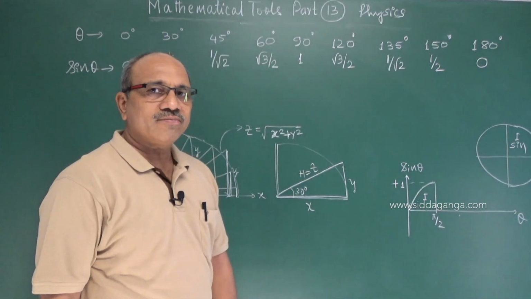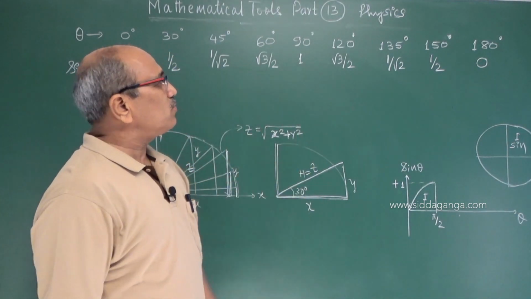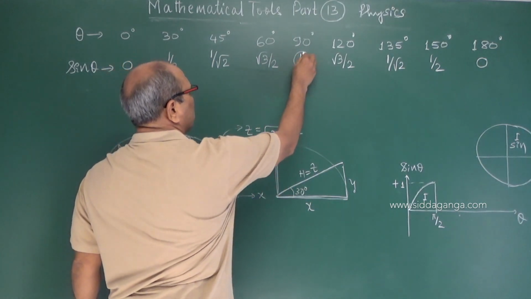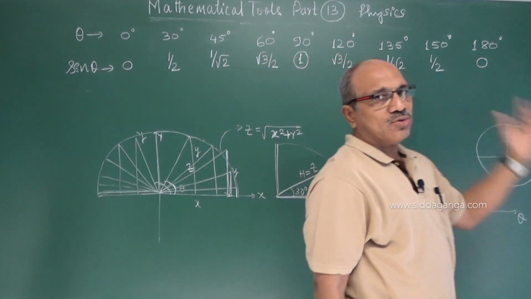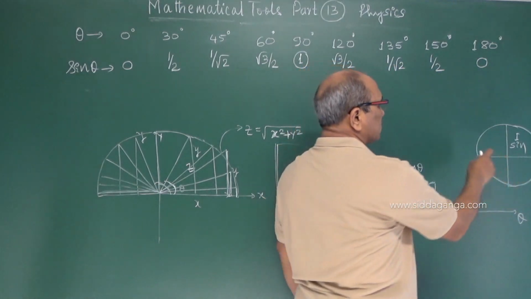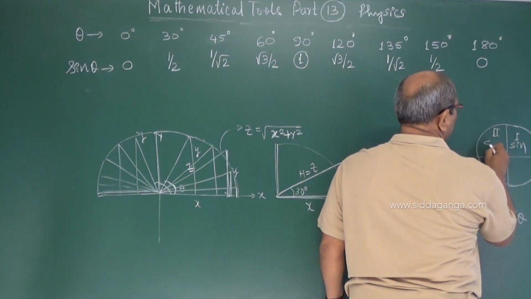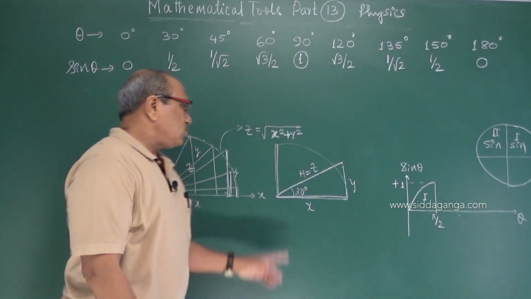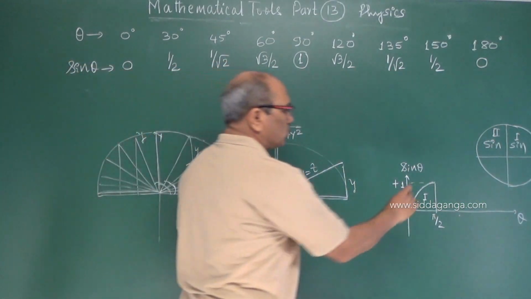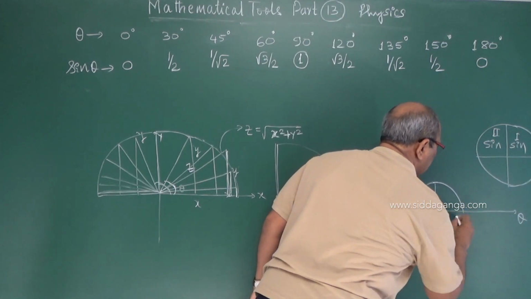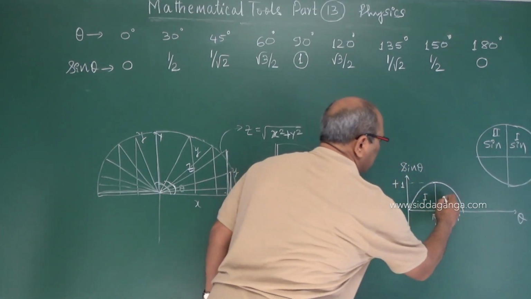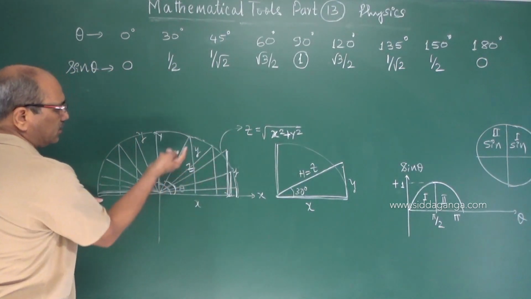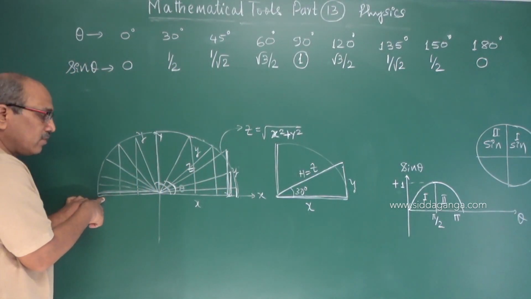Now you have seen how this function varies. It took a maximum of 1 and a minimum of 0. In the first and second quadrant, sine remained positive. From 0 to 180, I can show the other curve which varied like this, it becomes pi. It is in the second quadrant. See, this is the first quadrant, the second quadrant, 180.